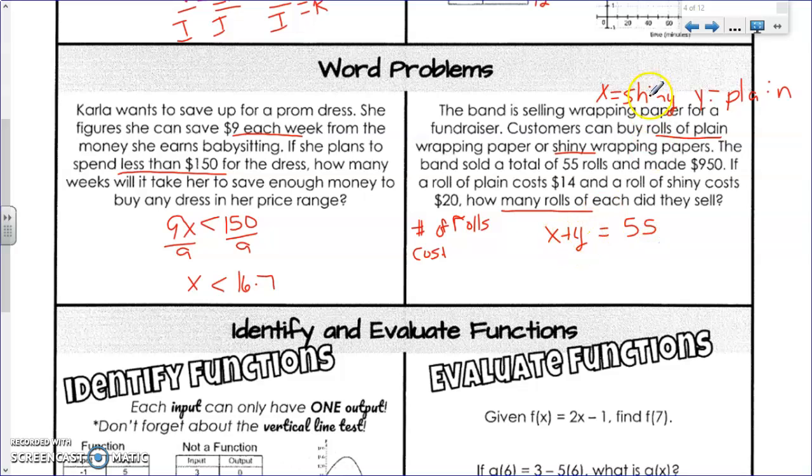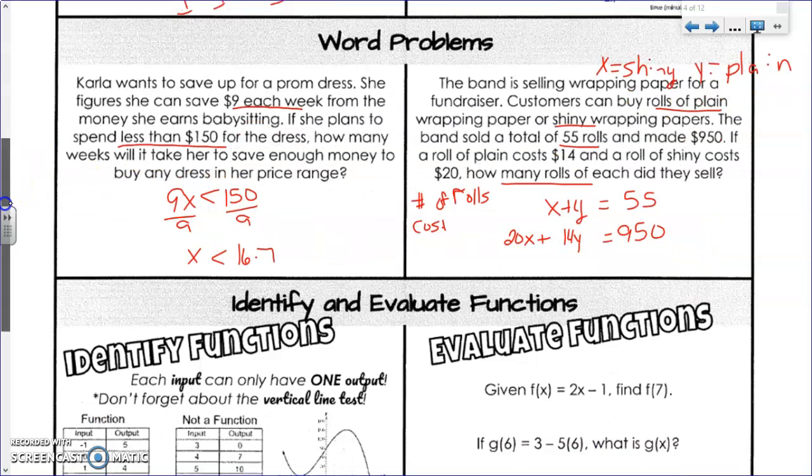So X plus Y, number shiny and the number plain, is a total of 55 rolls. And then the plain, which is Y, is $14. And the shiny is $20. So that's X. And then the total cost made is $950. So then you can do substitution or elimination, and so you're going to solve. I'm going to leave that to you.